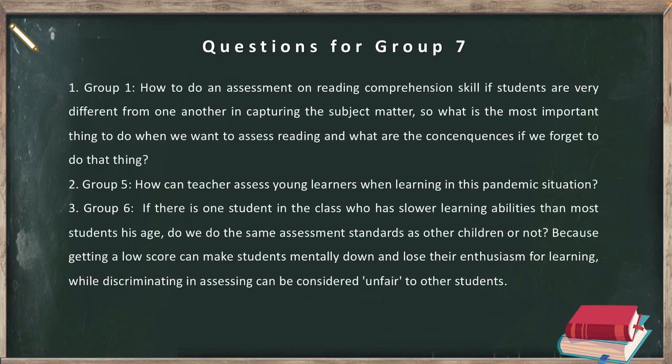And for the last one, from group 6, if there is one student in the class who has slower learning abilities than most students his age, do we do the same assessment standard as other children or not? Because getting a low score can make students mentally down and lose their enthusiasm for learning, while discriminating in assessing can be considered unfair for other students.